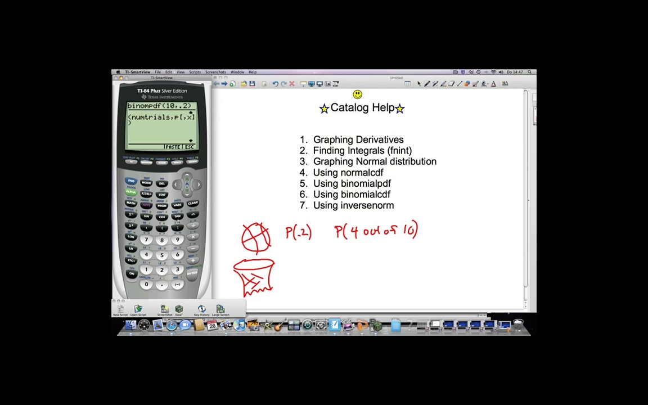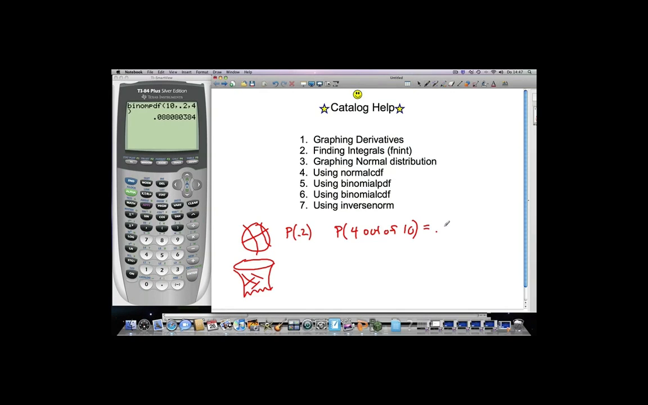But I want exactly 4. So comma 4, parentheses. And then, like the direction said, just push enter. It puts it in the main screen. Push enter again. 0.088. Sorry, Mr. Kurbis. Doesn't look very good. 0.0881 to 3 significant figures. And that gives me 4 out of 10.